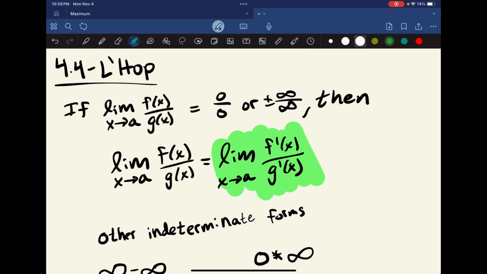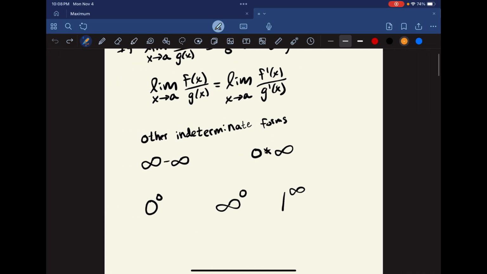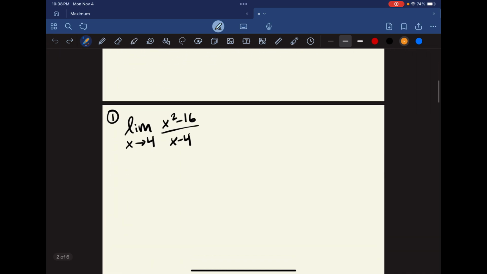Now, an important distinction that I see a lot of students mess up on is this is not the quotient rule, right? This is not where f of x equals u and v equals g of x and then you do that. No, there's no quotient rule here. It's just the derivative of the numerator divided by the derivative of the denominator. And honestly, the best way to learn this rule and get familiar with it is just do practice problems. I got a list of other indeterminate forms here, which we'll talk about in a bit, but let's just get to a basic example.